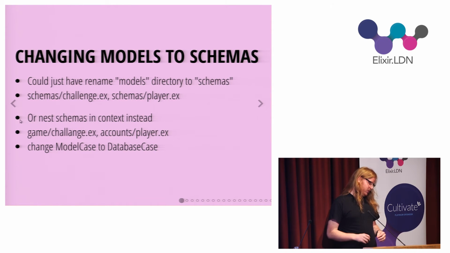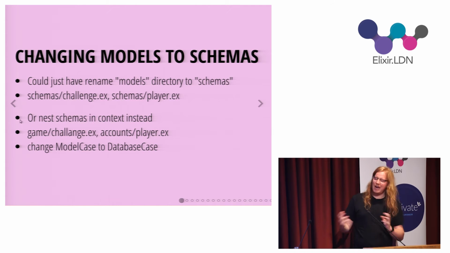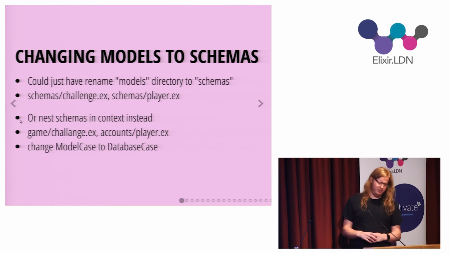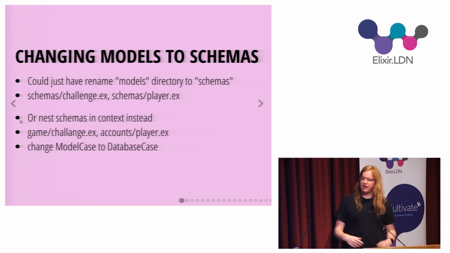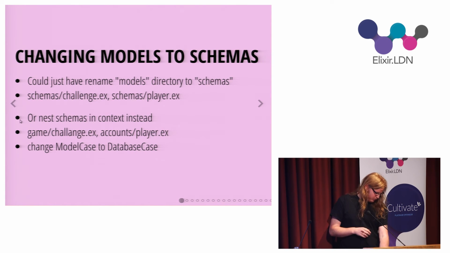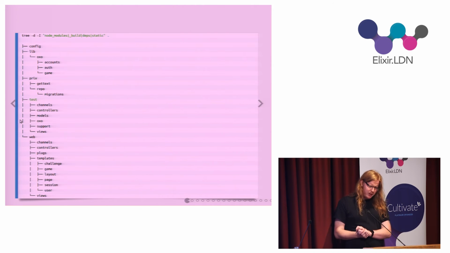One potential downside of this that I've seen is you can't find out at a glance what your schema looks like. And that's true, but there are better tools. You can do an active schema dump or something if you want to just look at your schema. So you have other options there. And if you're really bothered, you could call these schema challenge or schema player, and then alias them whenever you use them. You also need to change model case to database case, because model is going to be a bad word in your directory structure soon. So use something else. And when you've done all this, you'll have an application that looks like this.